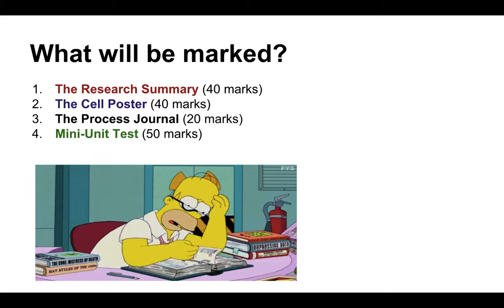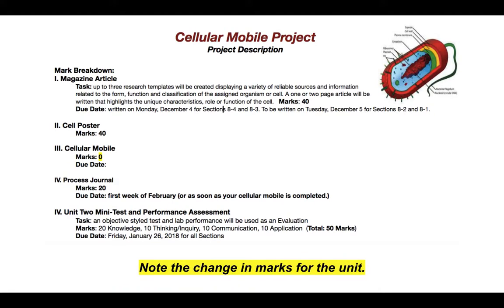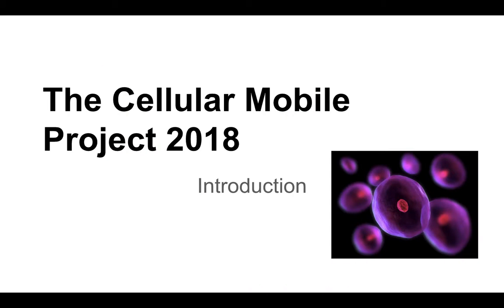Your process journal, that is ongoing. Basically, we'll be collecting more evidence, artifacts of the process, of your creative process and problem solving as we work on the cell mobiles. That'll be worth 20 marks, and then the mini unit test, as mentioned, 50 marks. And this has all been reflected in the updated Cell Mobile project description.